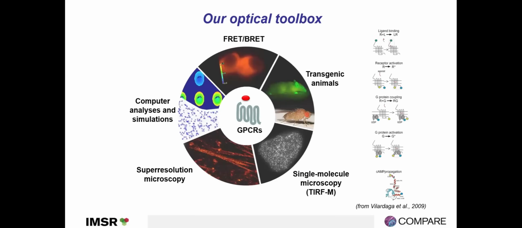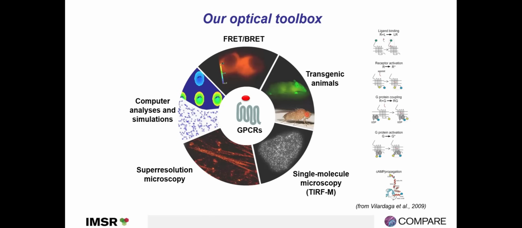And that's why we and others over the years started developing new approaches based on light that allow us to directly monitor GPCR signaling in living cells and tissues with high spatio-temporal resolution, trying to answer some of those questions. And this cartoon summarizes some of the tools that we develop and use in the lab. We spent quite a lot of time developing and using FRET and BRET sensors that allow us essentially to monitor all the key steps in GPCR signaling directly in living cells.